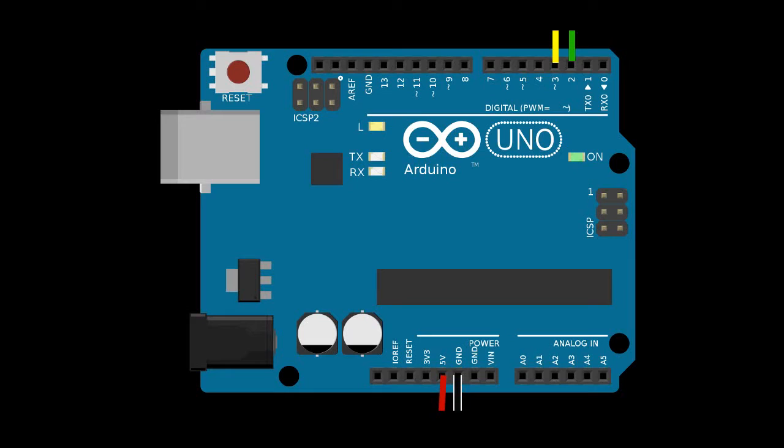And speaking of wiring, for the UART setup, I have the black wire going to ground, the red wire going to 5V, the green wire going to pin 2, and the yellow wire going to pin 3. If you were using the I2C setup, the yellow wire would go to the A4 pin, and the green wire would go to the A5 pin.